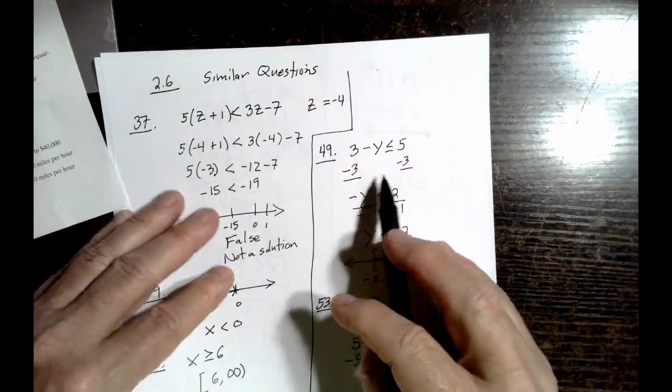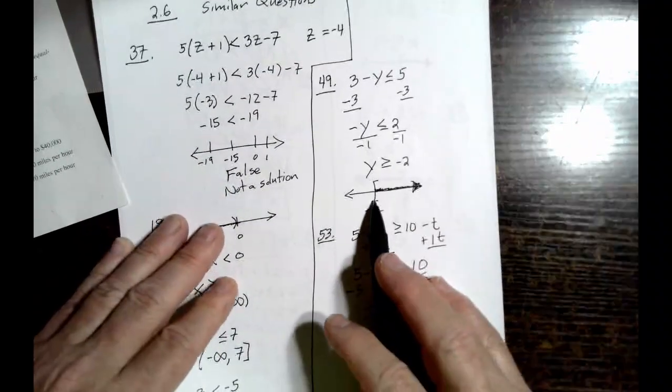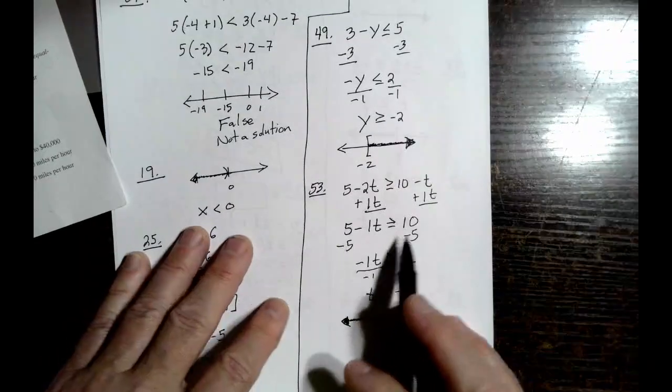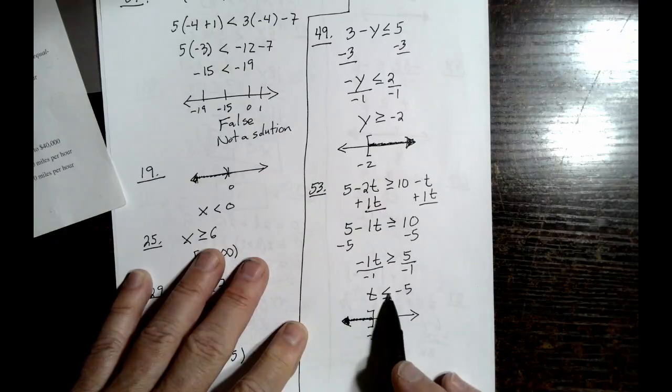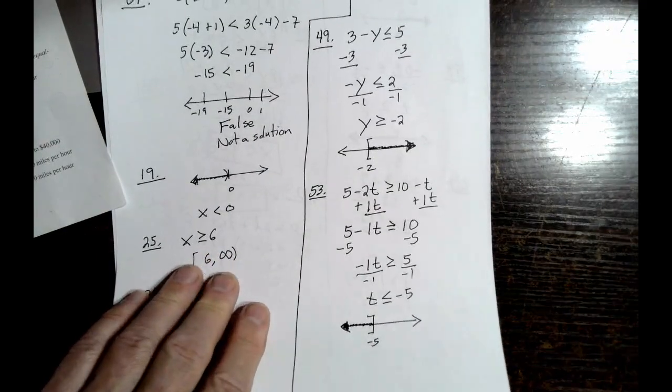On this one, you subtract 3, divide by a negative, and when you do that, you flip the inequality sign, and there's your answer. Add 1, subtract 5, divide by -1. We just divided by a negative, so we flip the inequality sign, and that's our answer from minus infinity to -5.